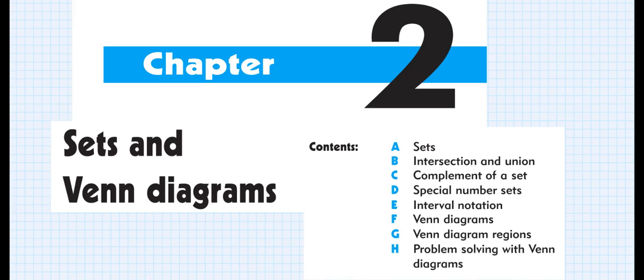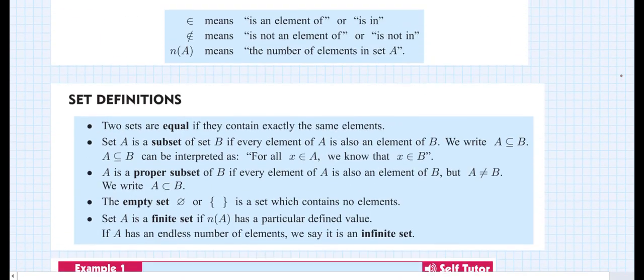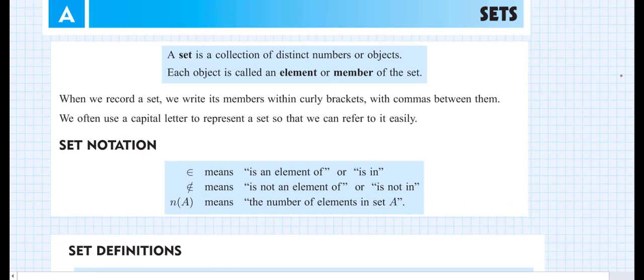The first one is about the notation, definition of set. So what is a set? A set is a collection of distinct numbers or objects. You just need to make a group. A set is a group. For example, the students in our classroom. How many students do we have? 5 students. So this is a set.